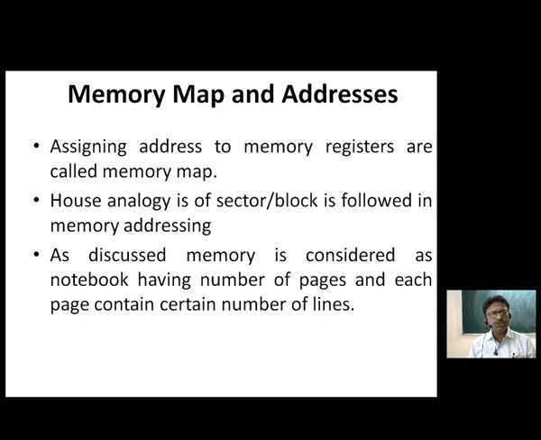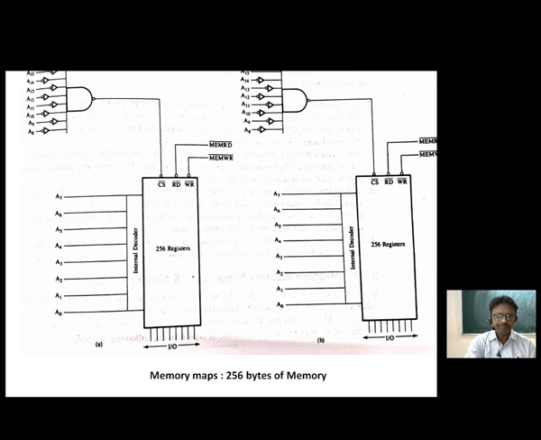We know that there are 4 hexadecimal digits by which the individual registers are assigned an address, in which the 2 most significant digits represent the page number and the 2 least significant digits represent the register, or line number, within that page. So let us see how it works.